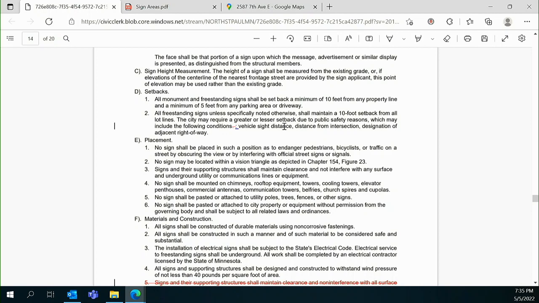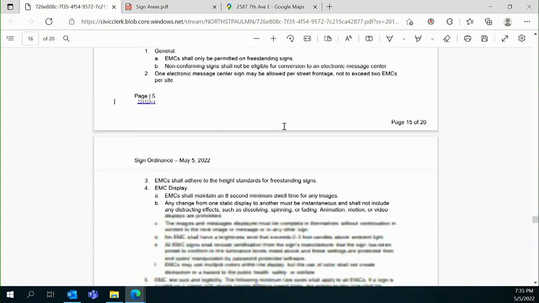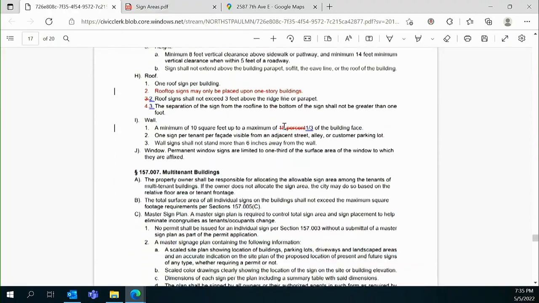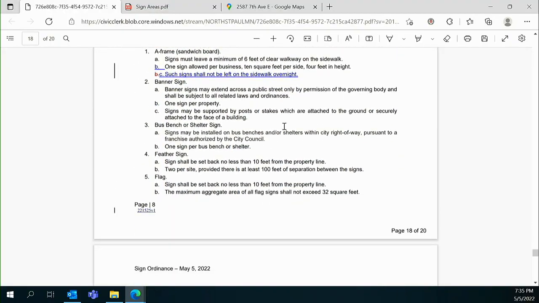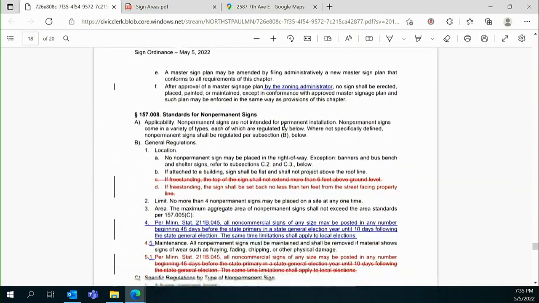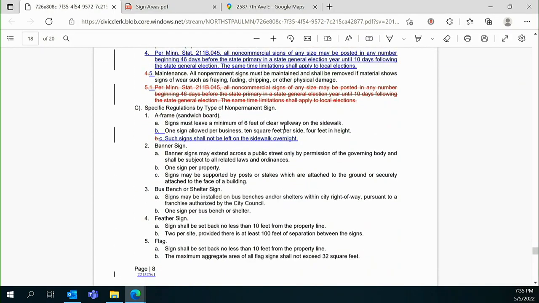How about we go back to the beginning, to setbacks, and change it so that it says all permanent freestanding signs shall be set back 10 feet. So that captures everything that's permanent. And then when you go down to the non-permanent signs, general regulations, location, I don't even know if we need it there, because some of them, like the A-frame, you wouldn't want to give a setback requirement, because they're on the sidewalk.